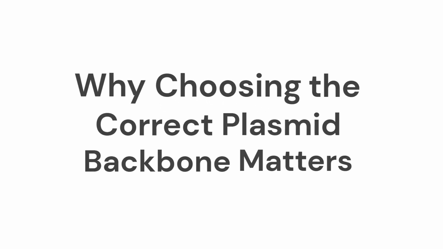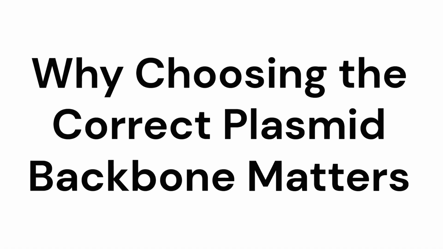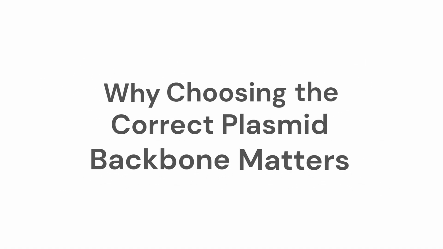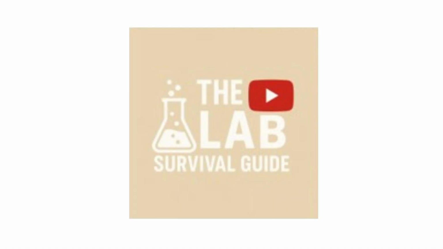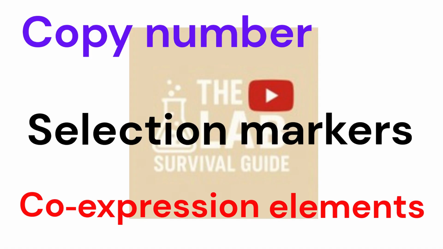Your experiment fails and you start doubting yourself. But the real culprit might be the plasmid backbone you chose, which was incompatible with your biological system. Today I'm going to walk you through why backbone architecture matters and how copy number, selection markers, or co-expression elements can make or break your experiment.